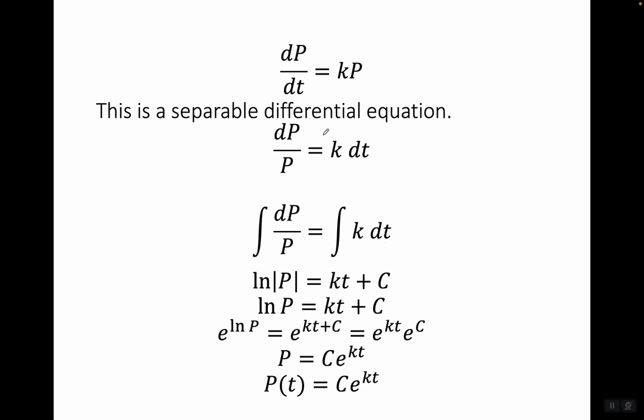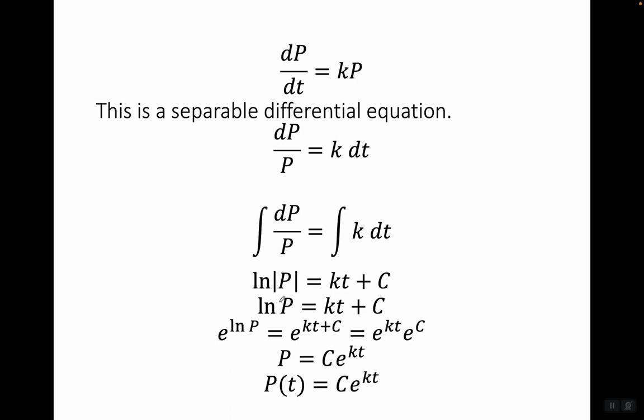So let's separate it. We have dP over P equals k dt. We've separated them. Now we integrate. The integral of dP over P equals the integral of k dt. This is going to be the natural log of the absolute value of P equals kt plus C. P is always going to be positive. You can have negative people, but you can't have negative population. So the absolute value isn't needed, and this is going to be natural log P equals kt plus C.